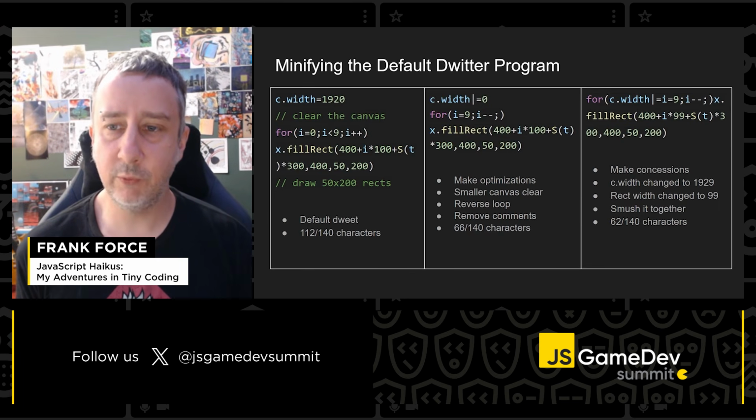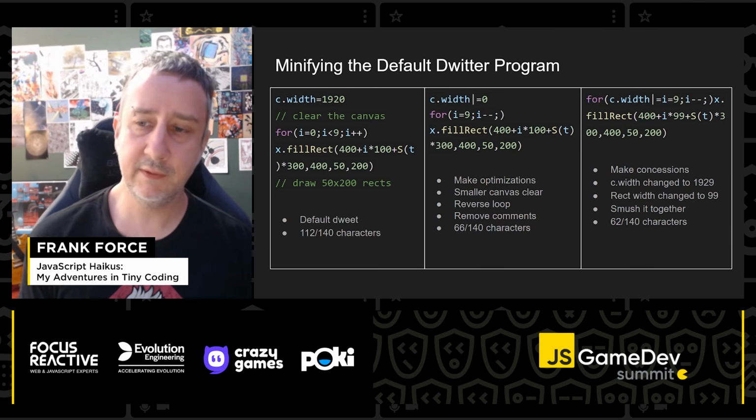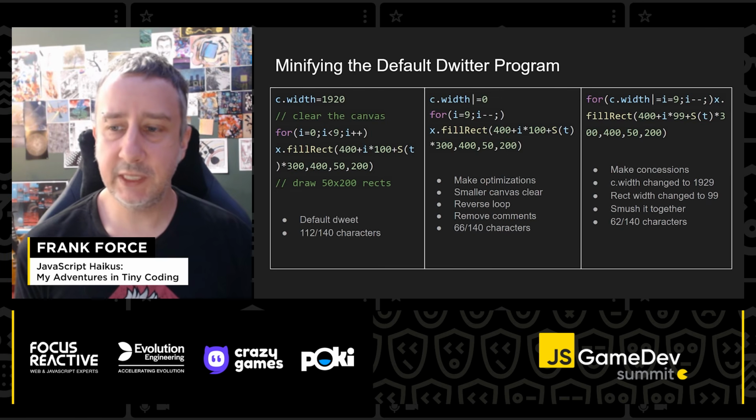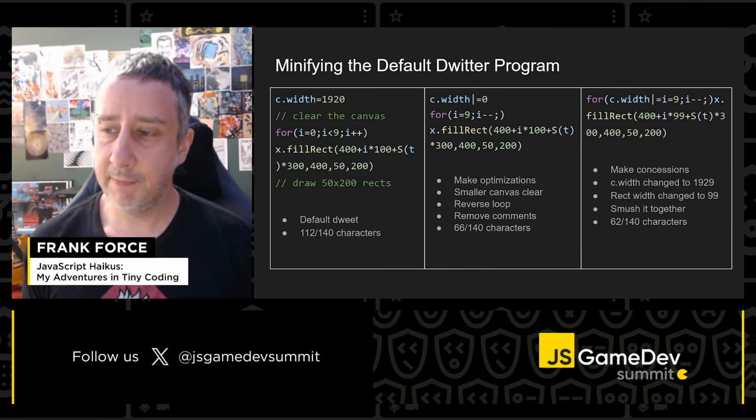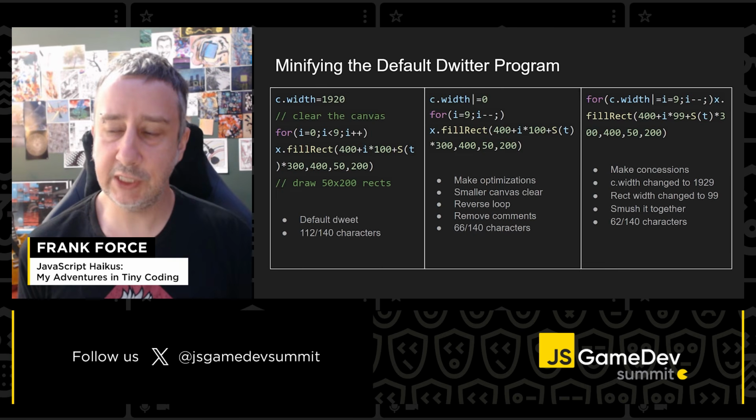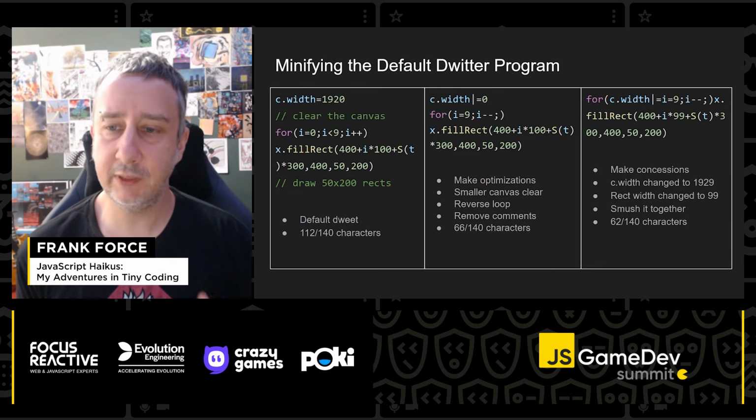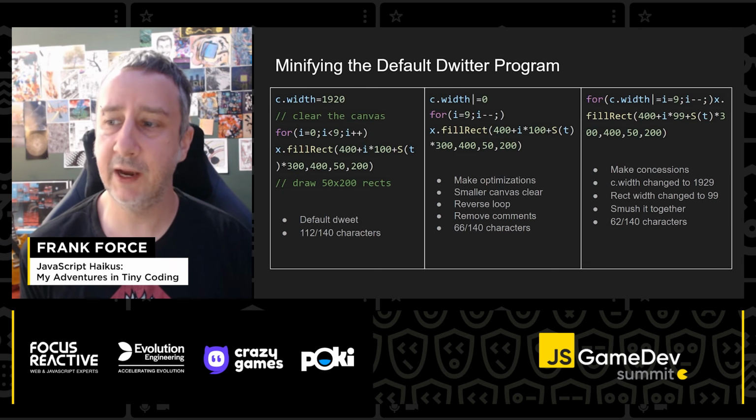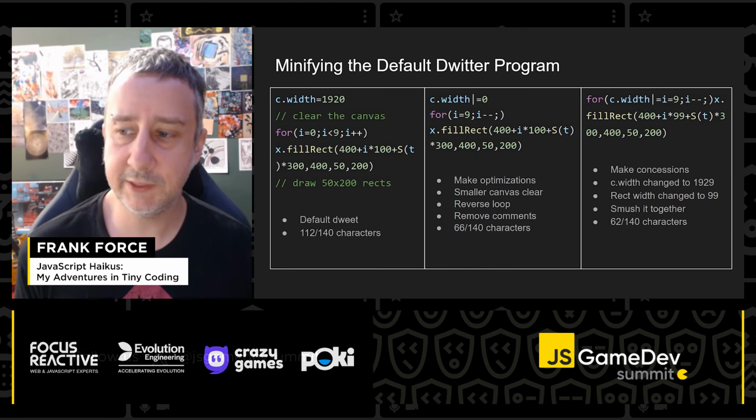So for example, if you want to minify the default Dwitter program, you start out with the one on the left, then you start making optimizations and minifications by removing the comments and squishing it down. Then you can make it even smaller by making some concessions, which change the output a tiny bit, but not in a very noticeable way. Like, for example, changing the gap between those rectangles from 100 to 99. That saves a whole byte of space, and saving those bytes really adds up.